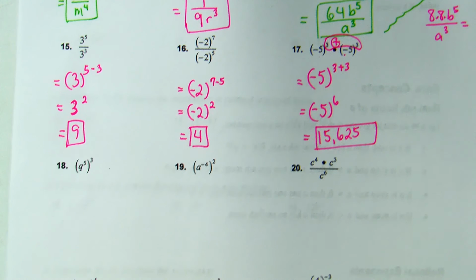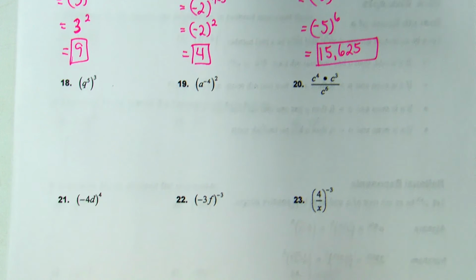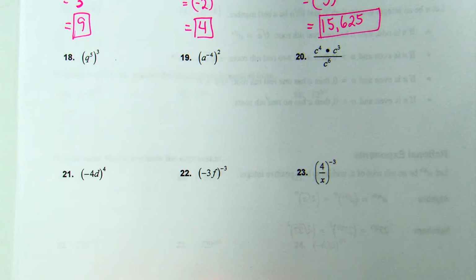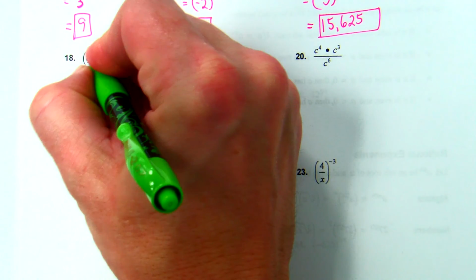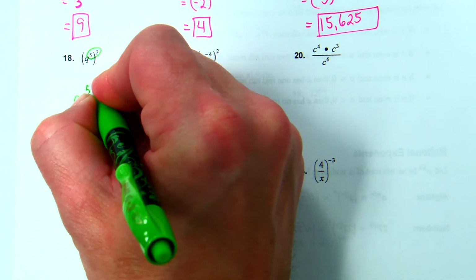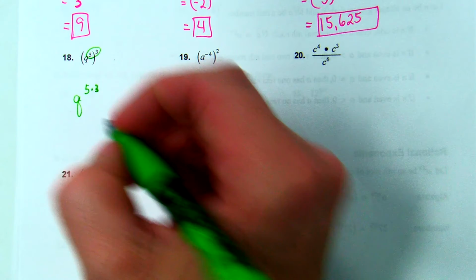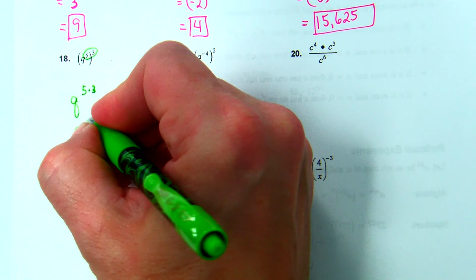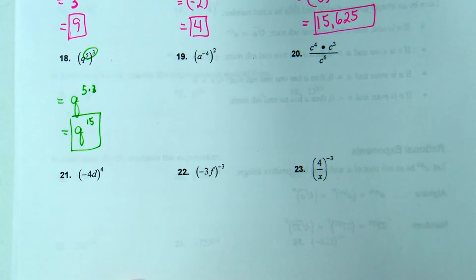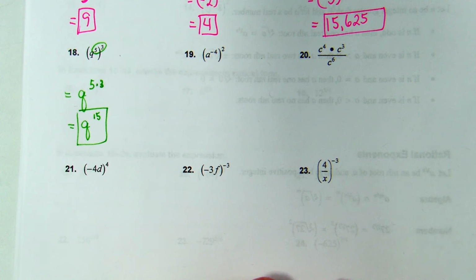Okay. Moving on to number 18. Number 18, we have the power of a power. So we have q to the 5th power raised to the 3rd power. That just means we're going to take these numbers and multiply them. So this is q raised to the 5 times 3 power, or the same thing would be q to the 15th power. This is the power of a power, so we multiply those two together.